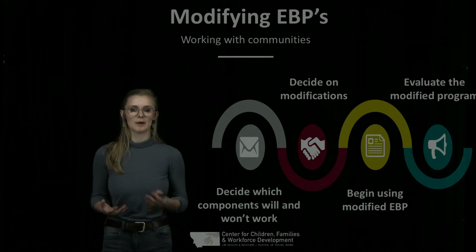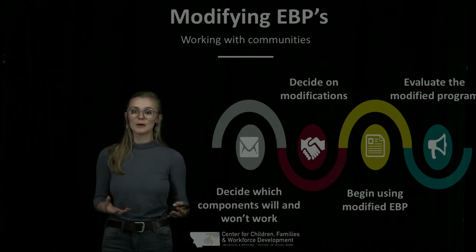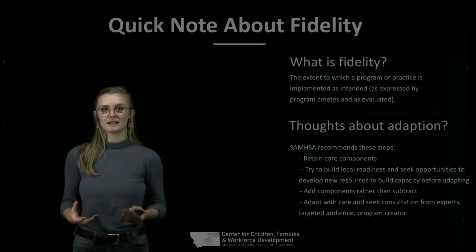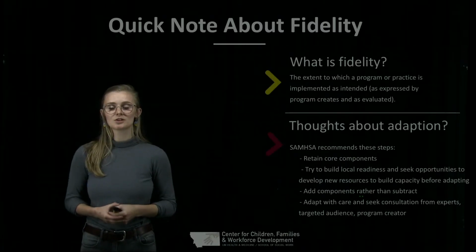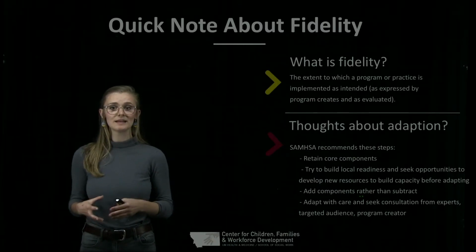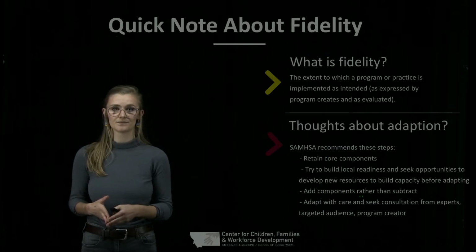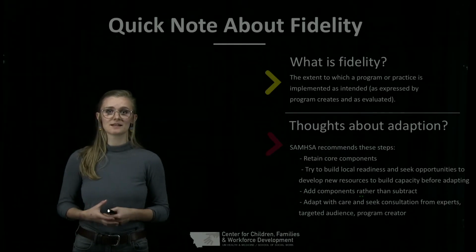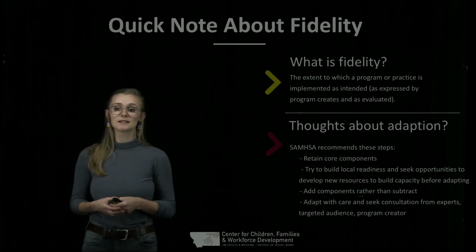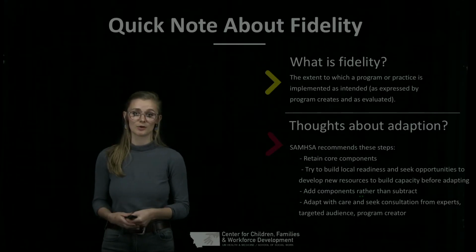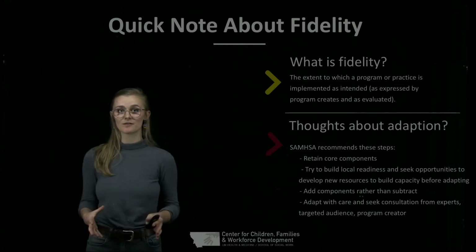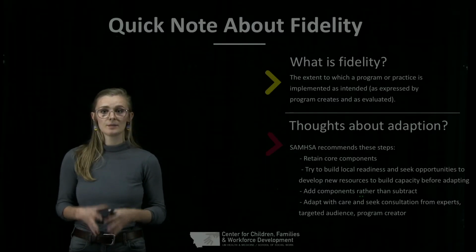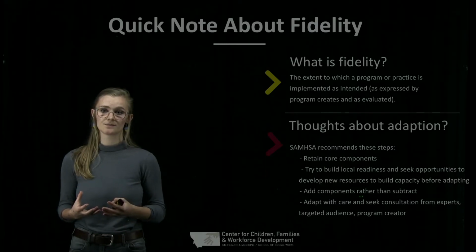So as we're talking about modifying EBTs, I want to make a quick note about fidelity. What is fidelity? It's the extent to which a program or practice is implemented as it was intended to be. So some thoughts about adaptation. SAMHSA recommends that when adapting programs, you retain the core components of the program, like the setting and the length of the program, and that you try to increase local readiness by really engaging stakeholders.